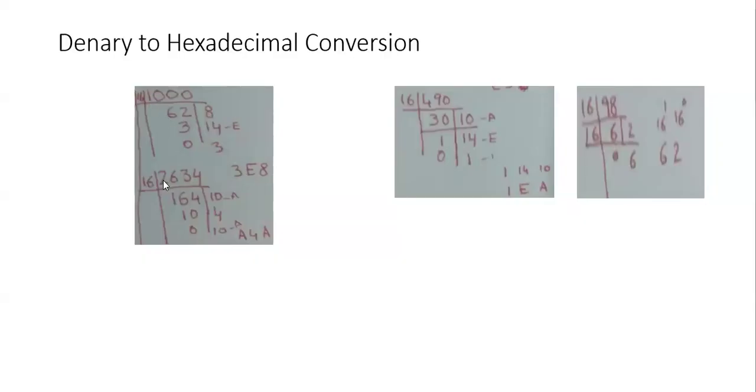One more example: 2634. We divide by 16. We get 164, remainder is 10. Then we divide 164 by 16 again, we get 10, and remainder is 4. And then 10 is smaller than 16, so the quotient will be 0, and the remainder will be 10 itself. So we have three numbers: 10, 4, 10. 10 is equivalent to A in hexadecimal, 4 is 4, and 10 is A. So the hexadecimal number is A4A.